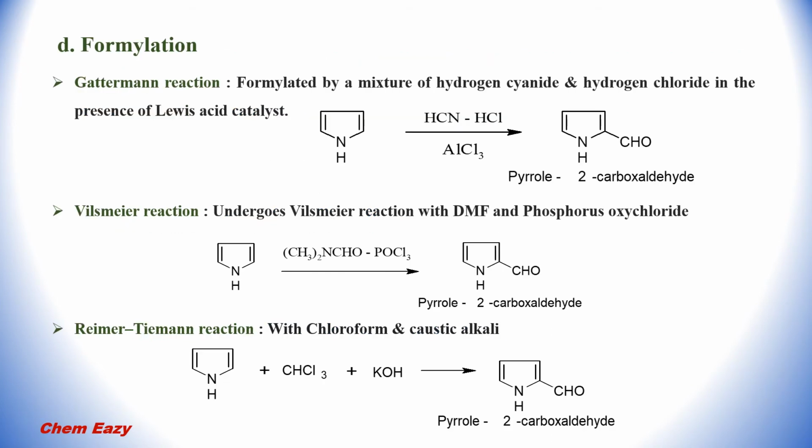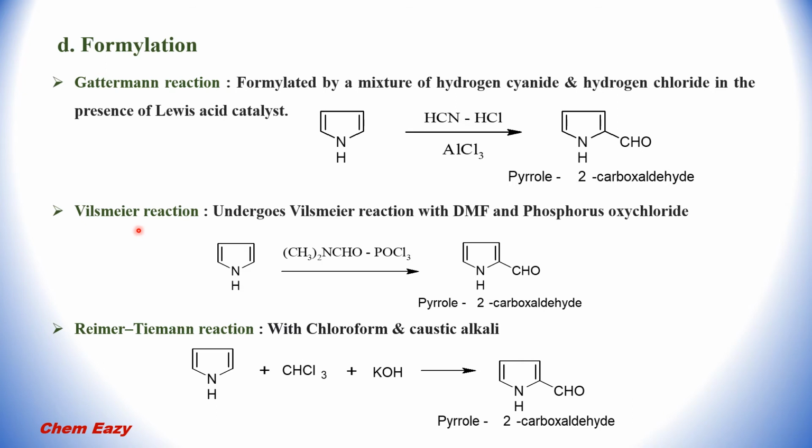Next one is formylation. Pyrrole can be formylated by three different reactions. One is the Gattermann reaction, the second one is the Vilsmeier-Haack reaction, and the third one is the Reimer-Tiemann reaction. For the Gattermann reaction, pyrrole can be formylated using a mixture of hydrogen cyanide and hydrogen chloride in the presence of a Lewis acid. Here aluminum chloride is used as the Lewis acid, which gives pyrrole 2-carboxaldehyde.